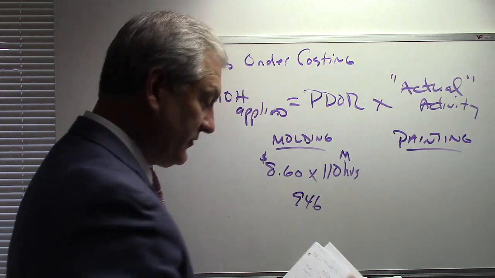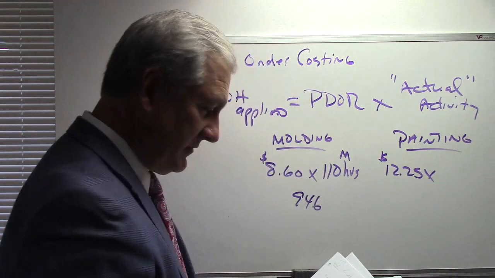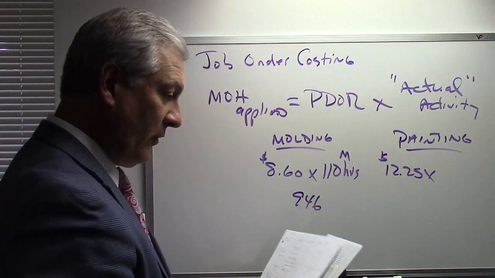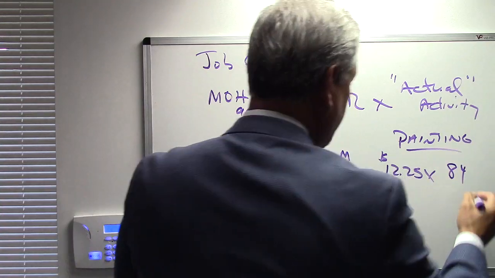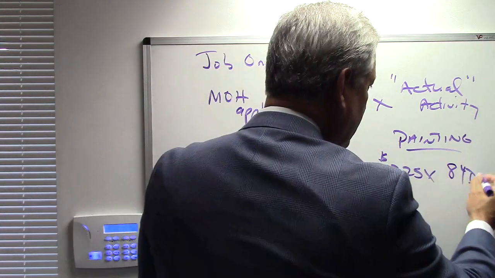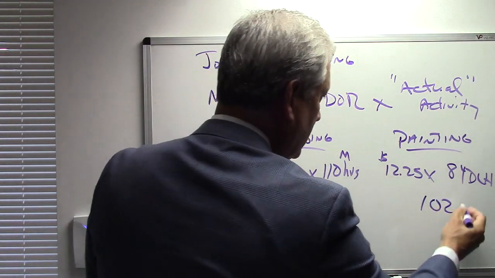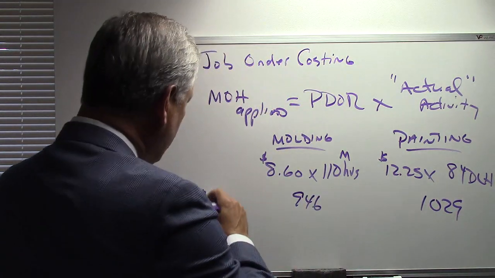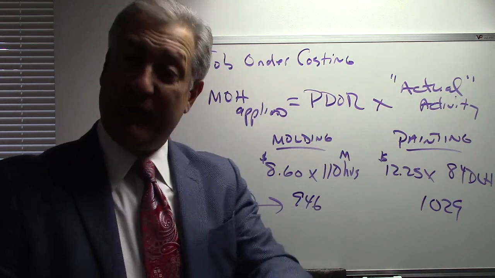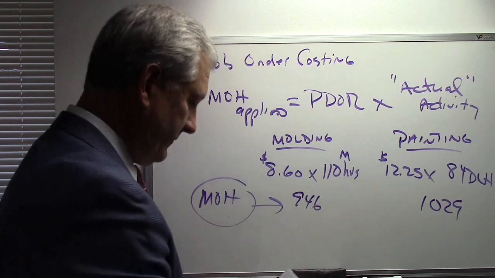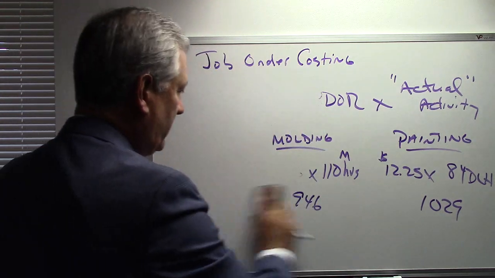And the painting department uses direct labor hours. That rate was $12.25 times 84 hours of actual activity. And those are direct labor hours, for a total of $1,029. So this is the manufacturing overhead applied to this job from both departments. And the last step is going to ask you to calculate product cost.